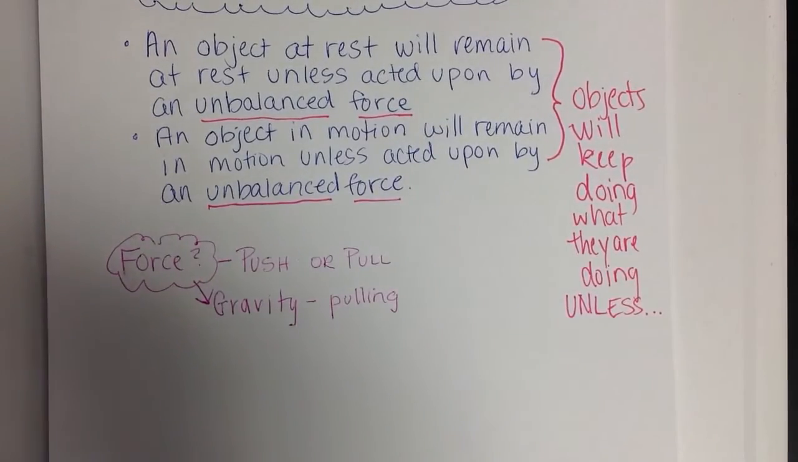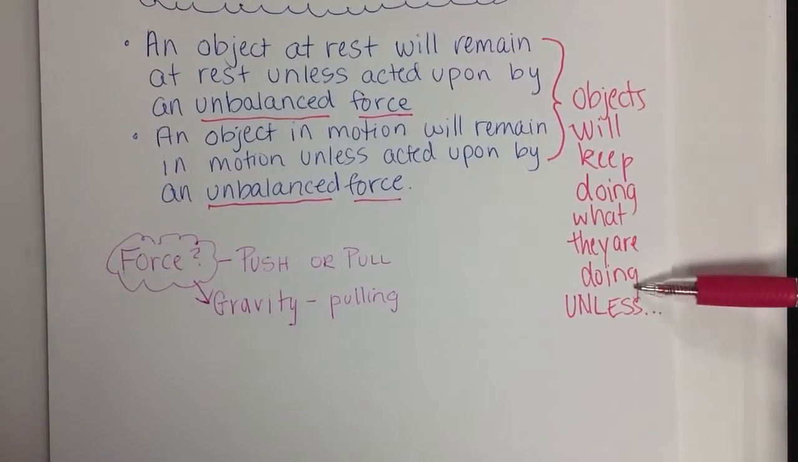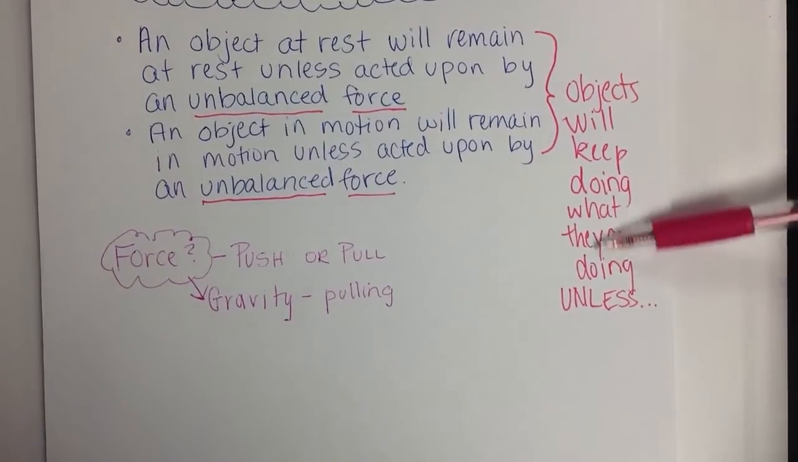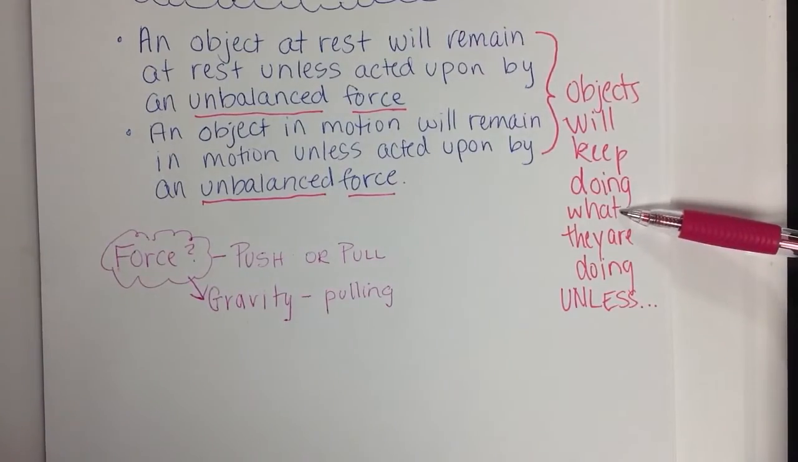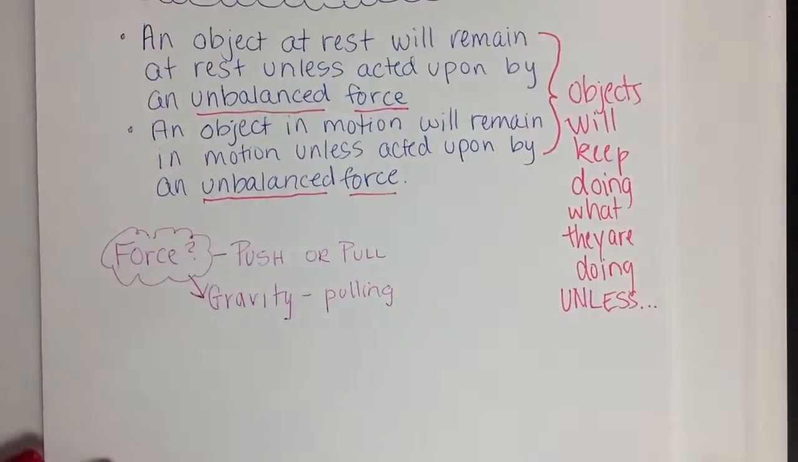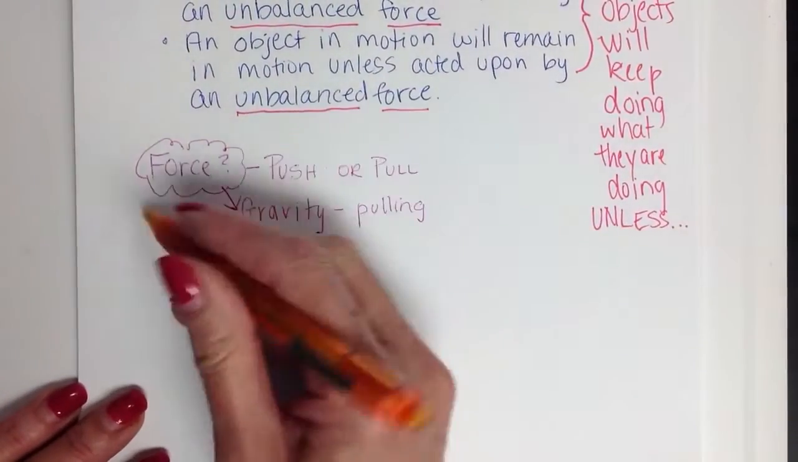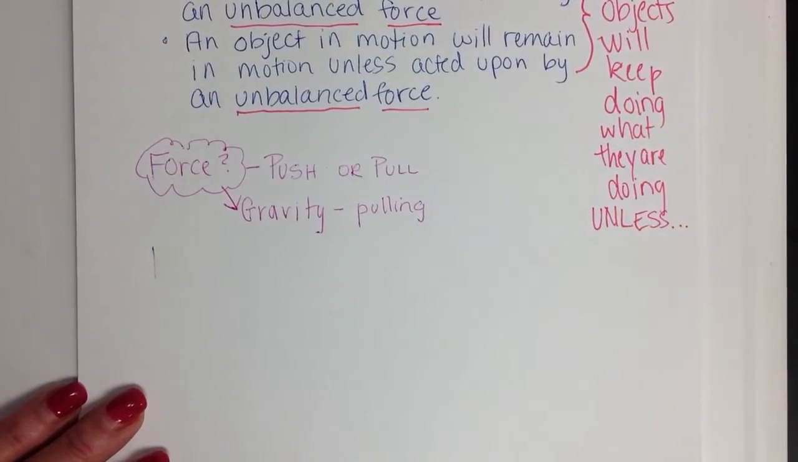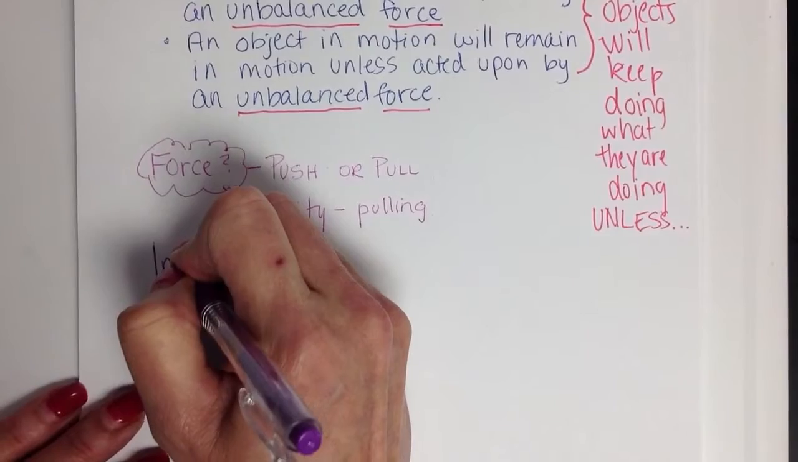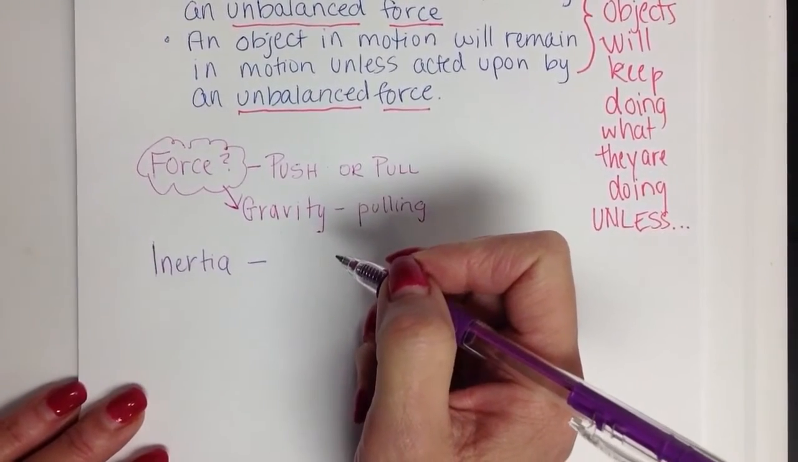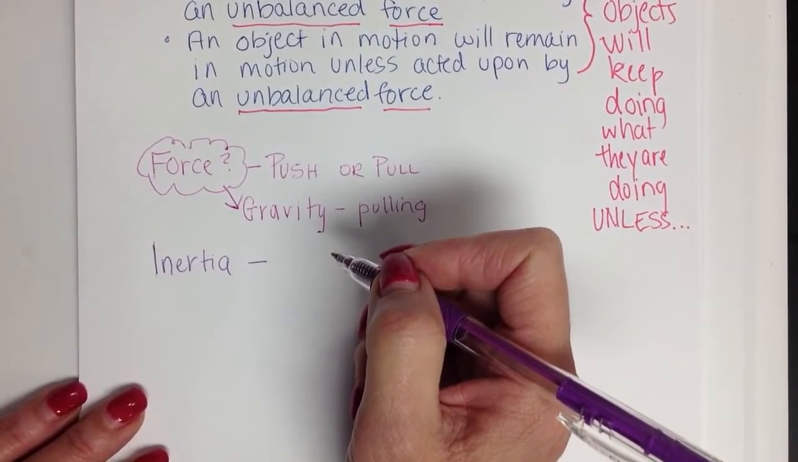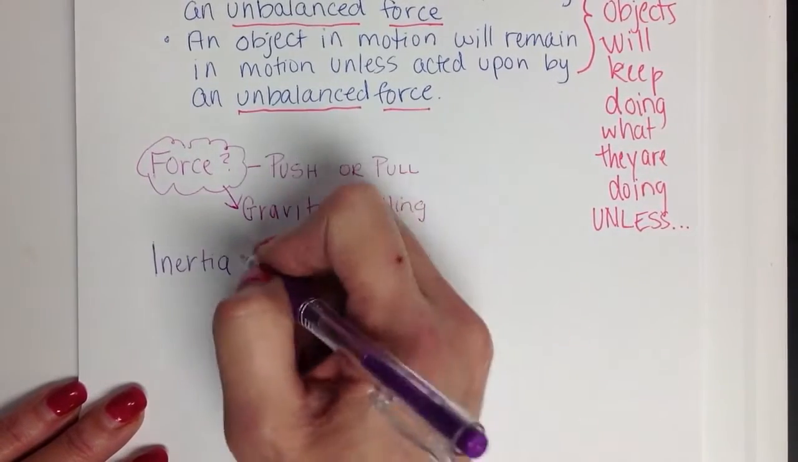So essentially what he's saying, objects will keep doing whatever they are doing unless they're acted upon by these forces. So if these objects want to keep doing what they're doing, this phenomenon is called inertia. So inertia says objects do not want to change what they're doing. Okay, that's the definition basically.